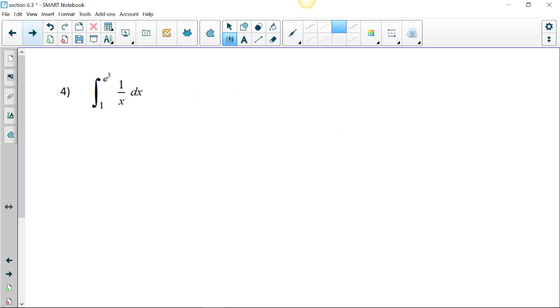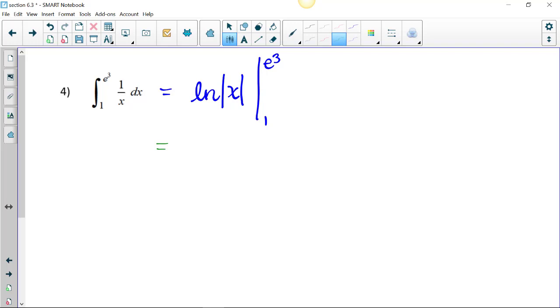Okay. All right, let's do one more. All right, so here I'm doing the definite integral from 1 to e cubed of 1 over x. Okay, we know that the antiderivative of 1 over x is natural log of x. And we need our absolute value bars around x because we have to ensure x will be positive. Okay, we're going to evaluate that at 1 and e cubed.